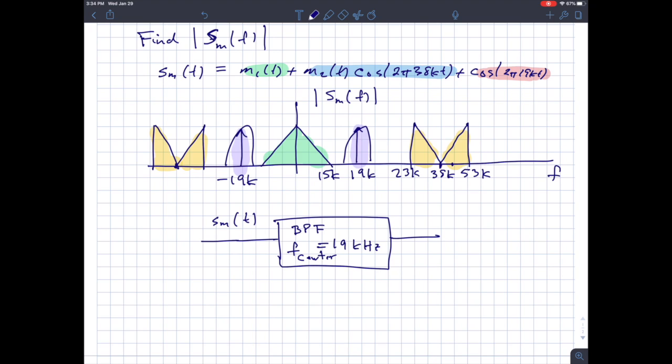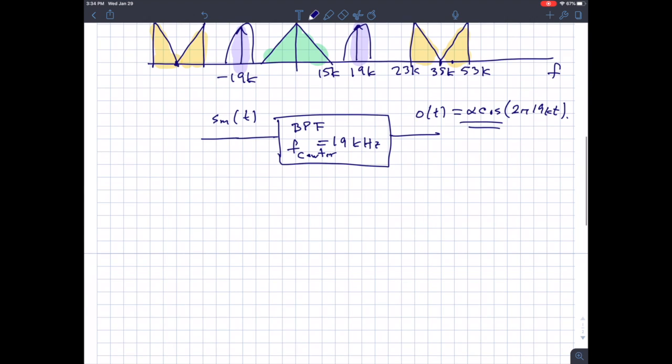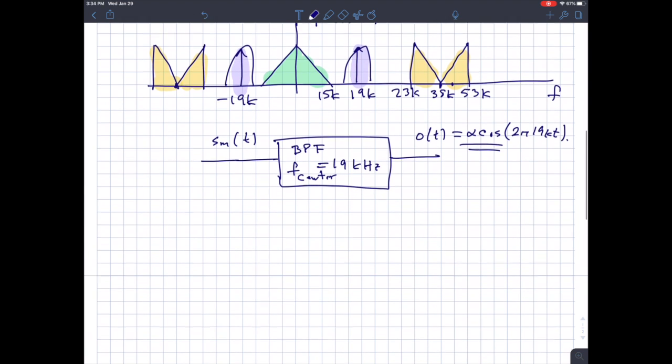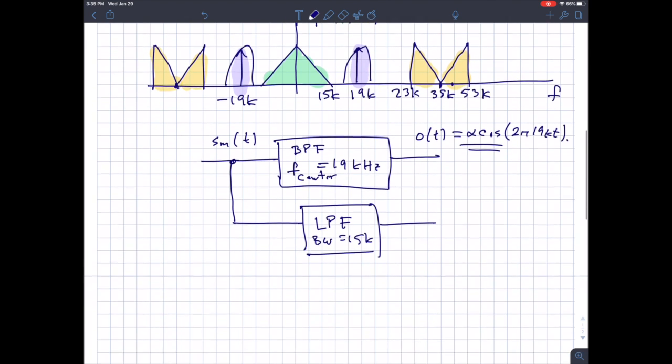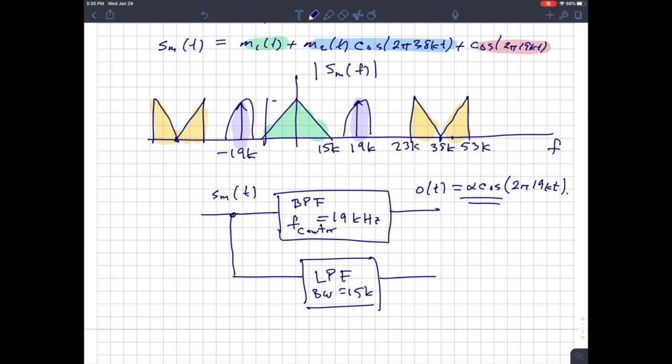Okay, so I'll just call that O of T, and that would be proportional to some constant alpha times cosine 2 pi 19k t. All right, so from there we could also take SM and do low pass filtering with a bandwidth equal to 15K. And you see, if I did that, I would recover the message signal, M1.